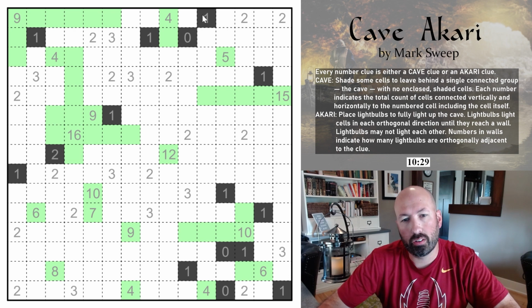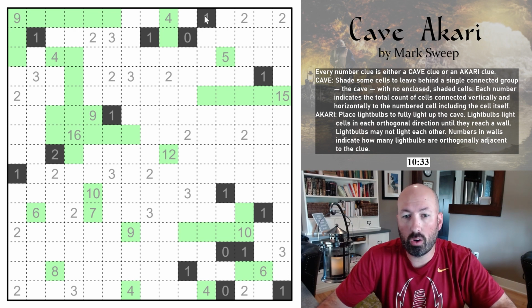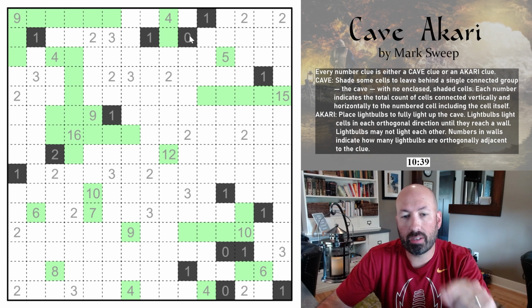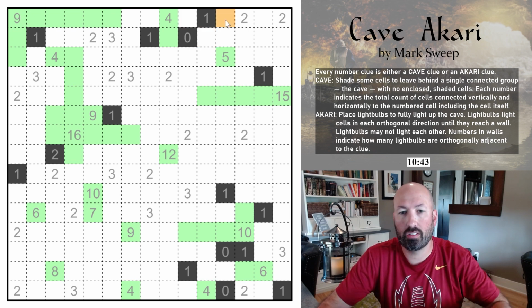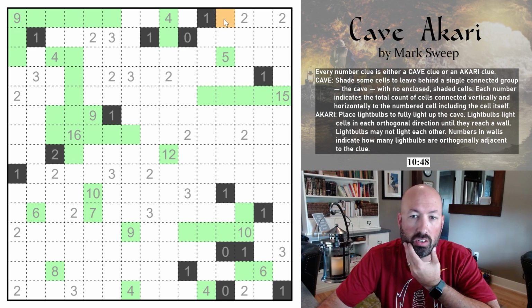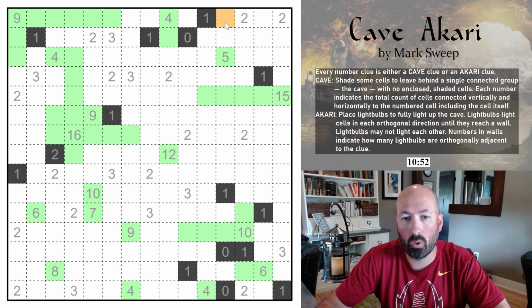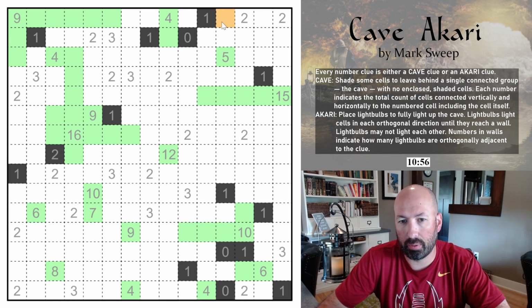Here's something that we can do. Look at this one cell. This one clue here on the wall. This we know is an Akari clue, right? So it has to have one light connected to it. But because of this 0 clue, the light can't be there and the light can't be there. So this has to be the light for the 1 clue, which is really helpful because we didn't even know that was a cave cell yet. And that's a cave. So I'm going to make the lights orange. So orange is also green, essentially. It's the lights, but it's part of the cave.